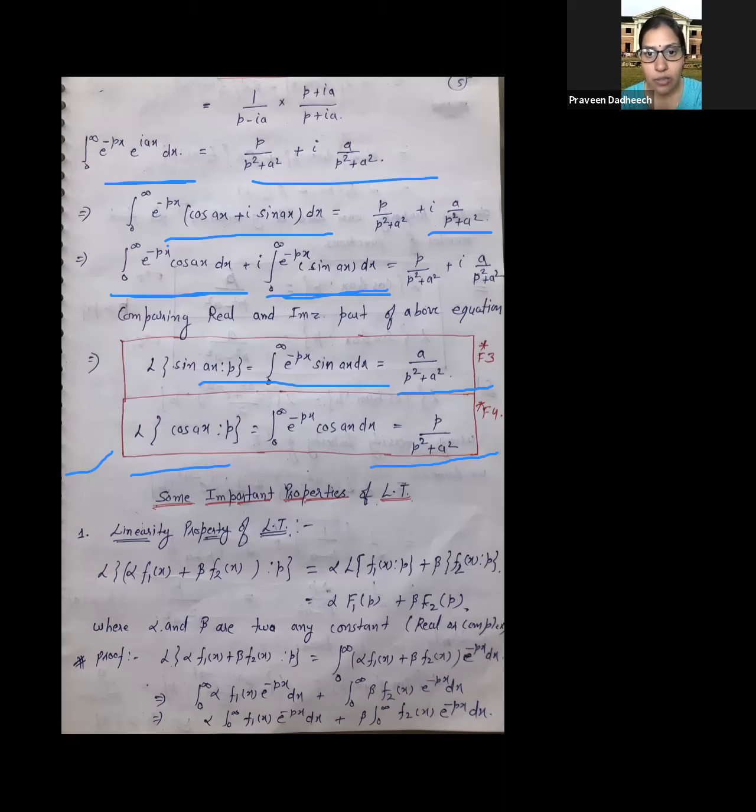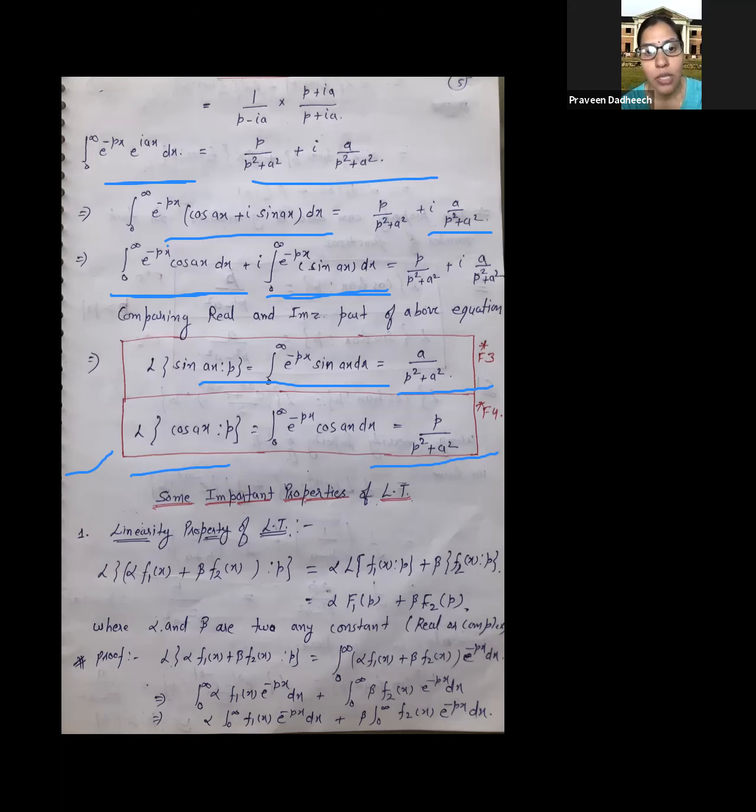If we remember this formula, we can put n equal to 0 to get the Laplace transformation of 1. Putting n equal to 1, we get the Laplace transformation of x. Similarly, we can generalize all the formulas. Now the next point: Laplace transformation of e to the power ax, which we have derived, is 1 upon p minus a. The Laplace transformation of e to the power minus ax is 1 upon p plus a.